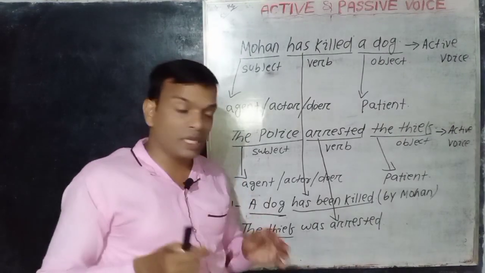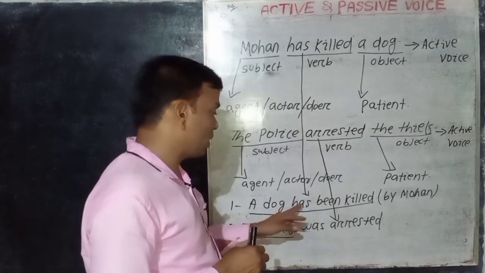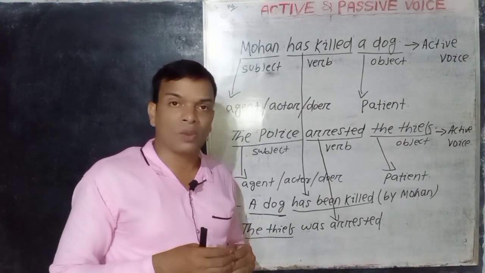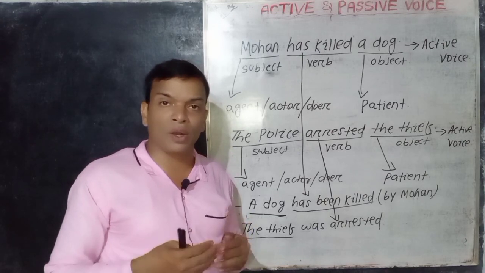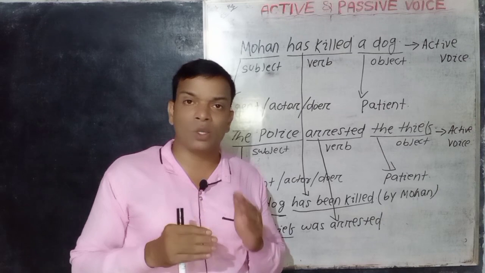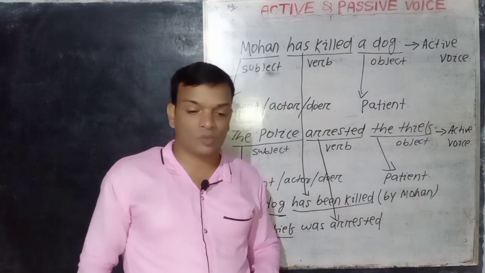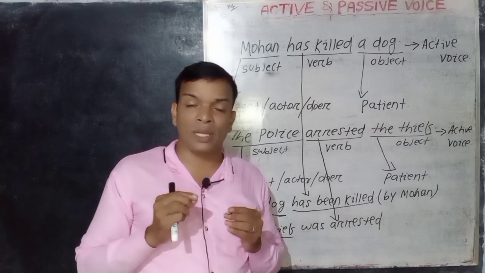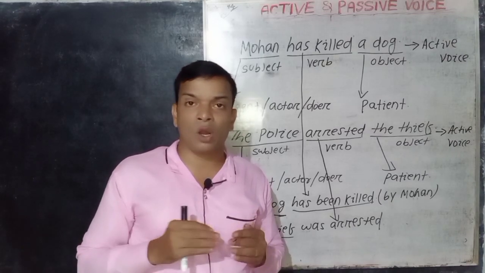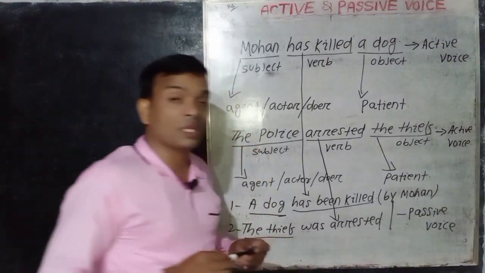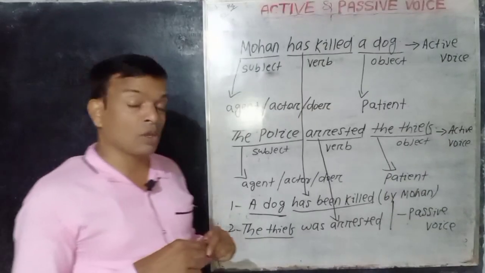See, if in the first sentence I write a dog has been killed by Mohan in brackets, that is optional. That means you may use it, you may not use it. You can omit and drop the particular agent in your passive sentences. But in specific cases, we will discuss about it later, the agent is compulsory. You can't drop and omit the agent in your passive sentences. So these two sentences are called the passive voice.